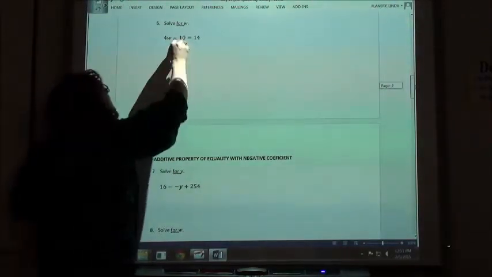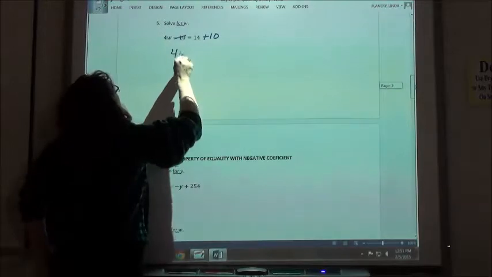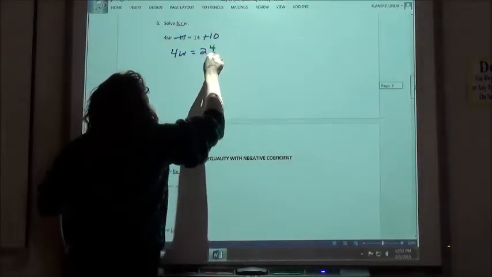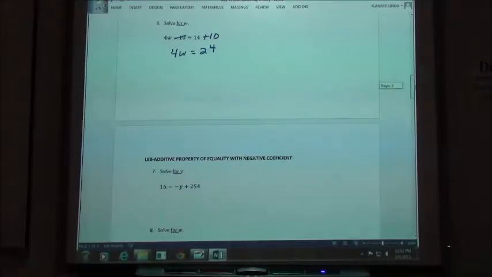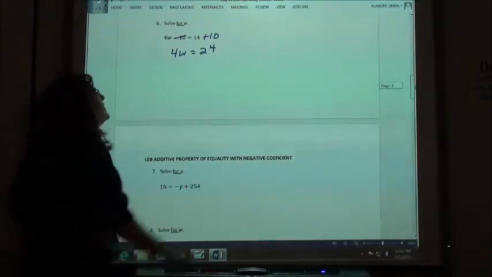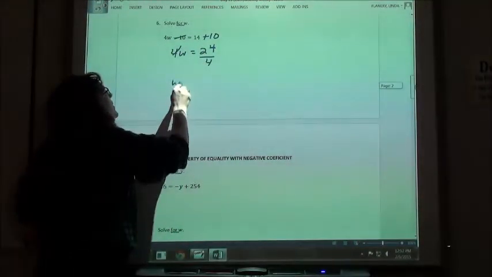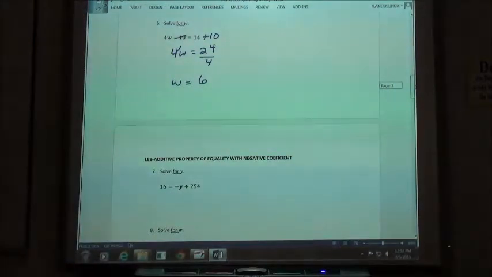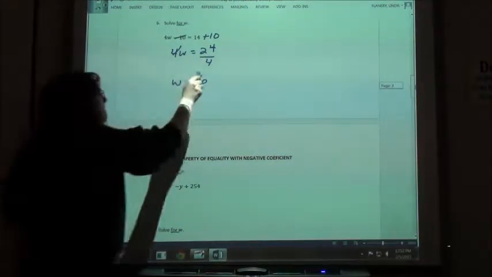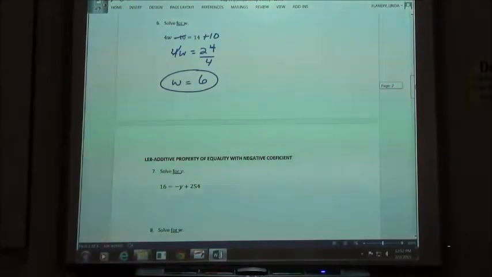So number 6, I want to solve that for W. First thing I want to do if I'm going to solve it for W is 14 plus 10, plus my 10, yep. 4W equals 24 then. Then I'm going to divide by 4, so W equals 6. There's my answer. So those are two-step equations because we had to do 2 steps to get to the answer.